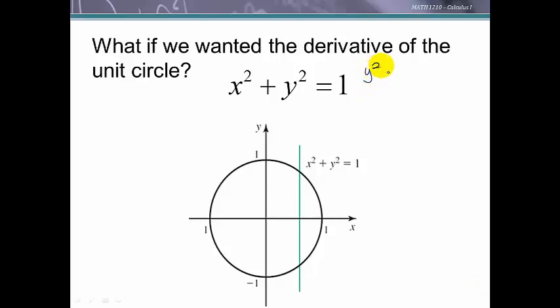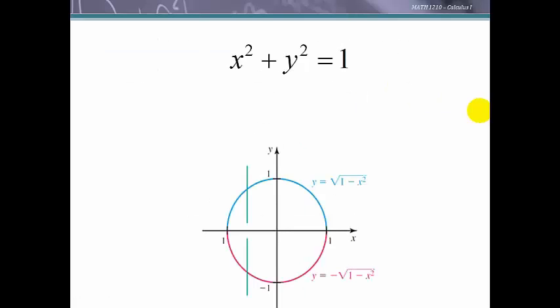We've got y squared equals 1 minus x squared. And if we square root both sides, we've got plus or minus the square root of 1 minus x squared. So we could express this circle in terms of two different functions: the upper half, the positive y's, as the square root of 1 minus x squared, and the lower half, the negative y's, as negative square root of 1 minus x squared.